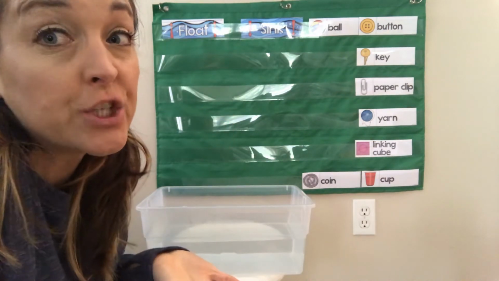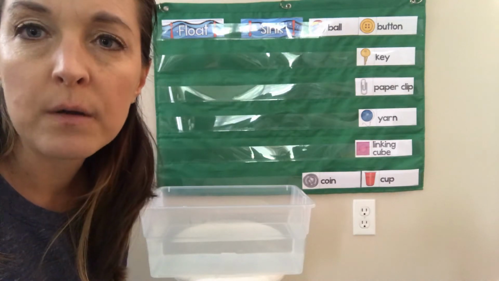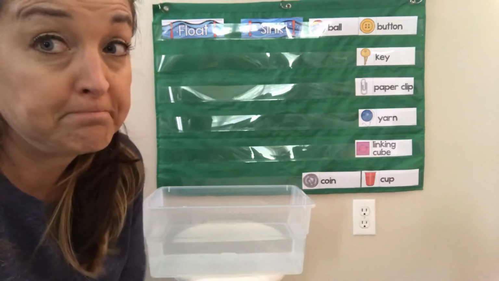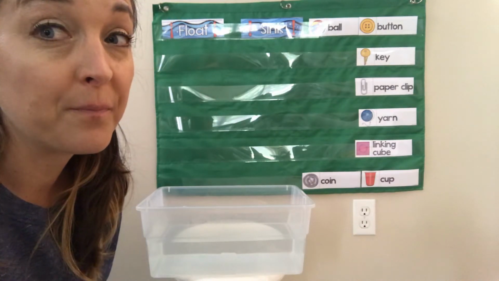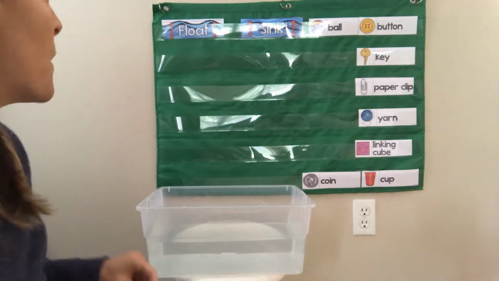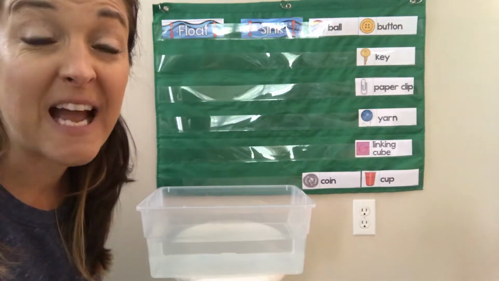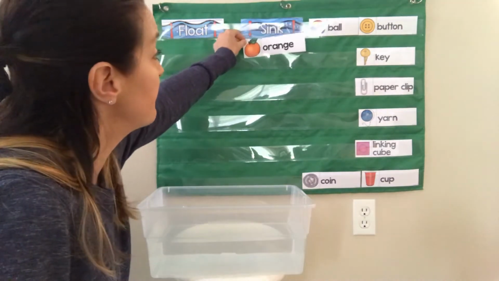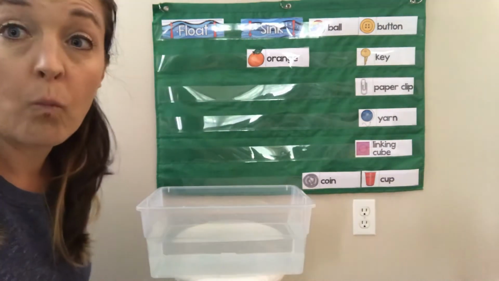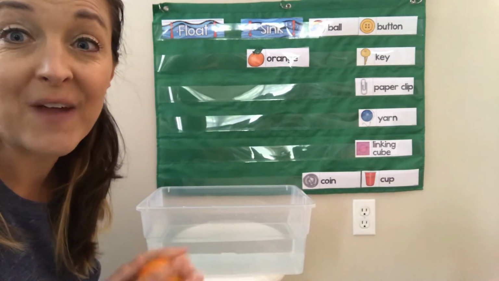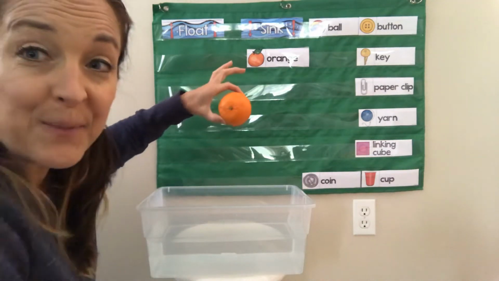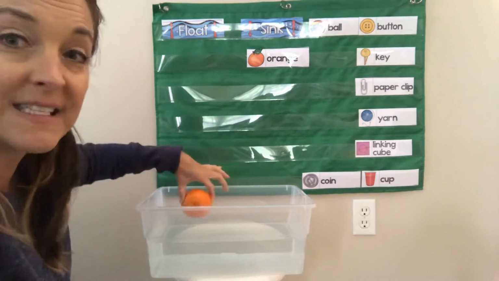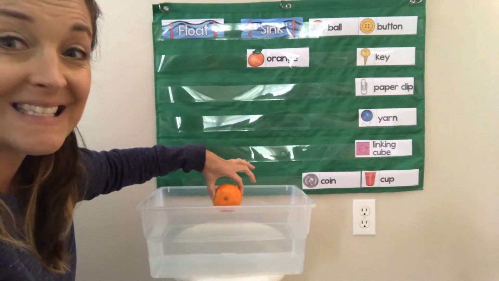Do you think the orange is gonna stay at the top or sink to the bottom? What's your prediction? Oh, that's a big word. Prediction is like a guess. What do you think? All right. My prediction is I think it's gonna sink. So I'm gonna put it under here. Let's see if I'm right. I wonder what your prediction was. Okay, here we go. I'm gonna put the orange in the water. Is it gonna float, stay on the top, or sink to the bottom?